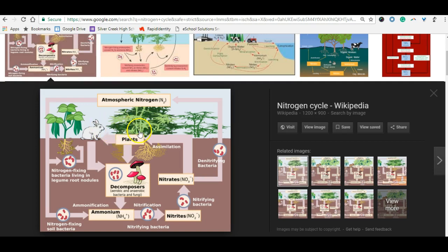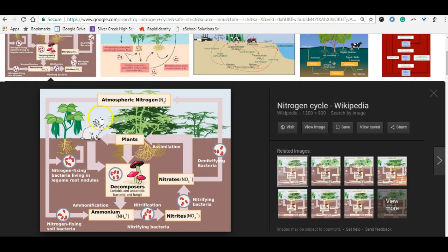If pieces of the plants die, they're going to be broken down by decomposers. Now, decomposers, like fungi, bacteria, they will break it down and use it for their own DNA, but eventually it's going to turn into ammonia or ammonium. This thing called ammonification, you don't need to worry about. That's just the technical term for it turning to ammonia.